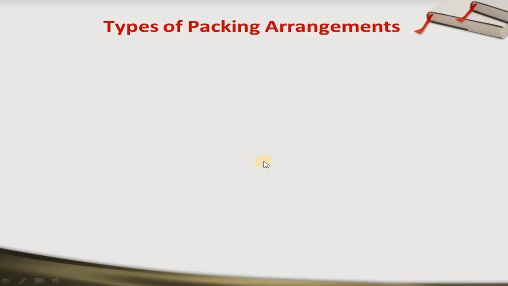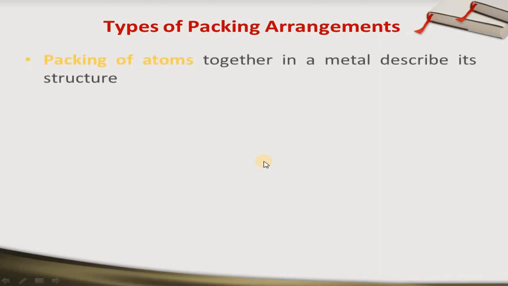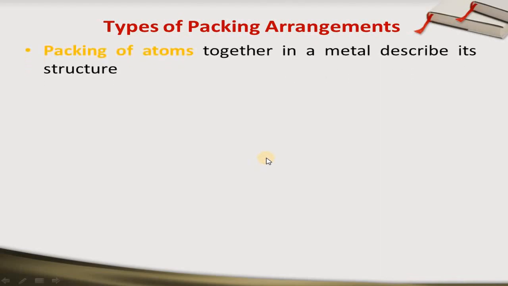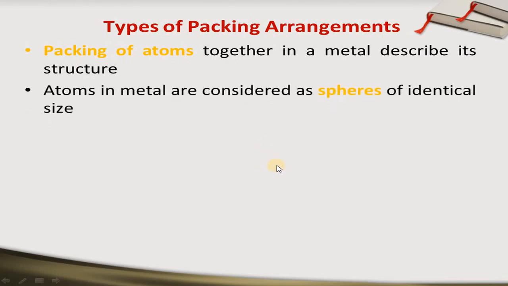That packing of atoms present in the metal describes its structure, how the atoms are packed together in a metal. The atoms in a metal are considered to be spheres of identical size. We have two types of packings: an open packing and a closed packing. Among both of these, the closed packing is the most efficient type of packing arrangement.